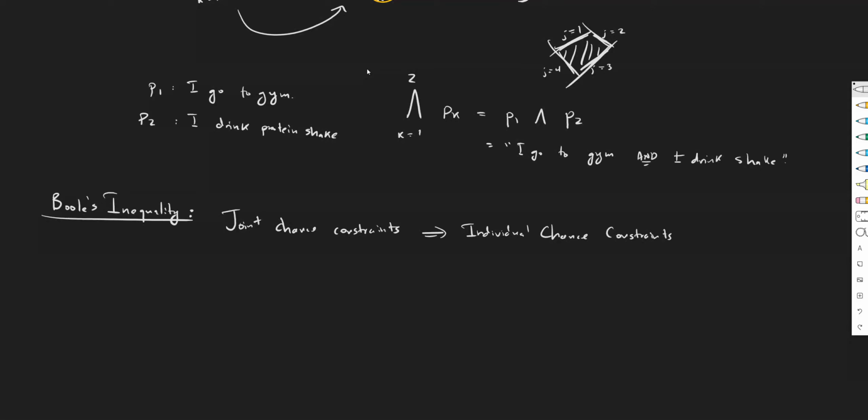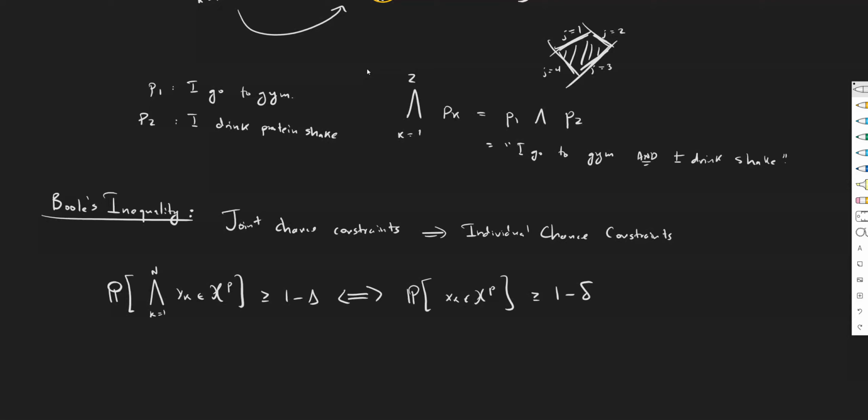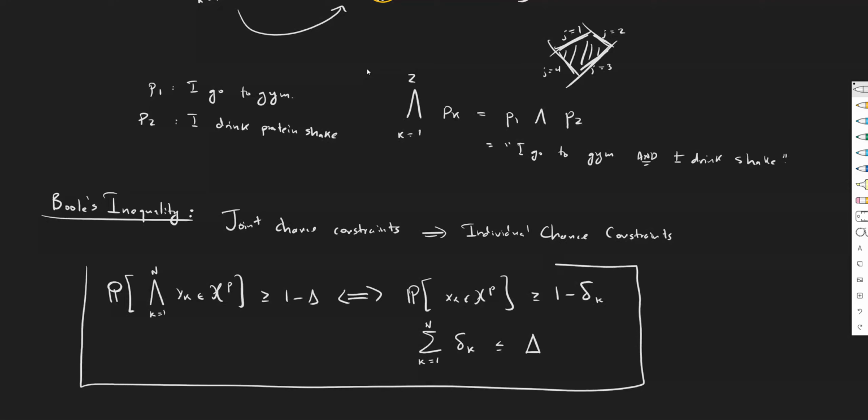And what do I mean by this? In mathematics, if I have a joint chance constraint, the probability that x over the whole horizon, k equals 1 to n, is greater than 1 minus delta, then Boole's inequality says that this is satisfied if the individual chance constraints are satisfied, where the risk is delta k. And we have to make sure that the sum from k equals 1 to n of delta k is less than capital delta. So this is the statement of Boole's inequality right here.